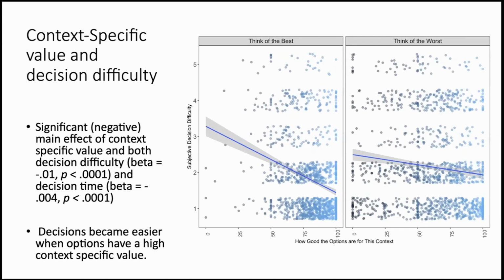So if you're thinking of options that were good for a decision, it was easier. That's not only true of subjective decision difficulty, but also true of how long it would take you to solve that problem.